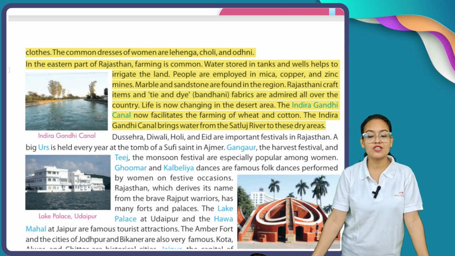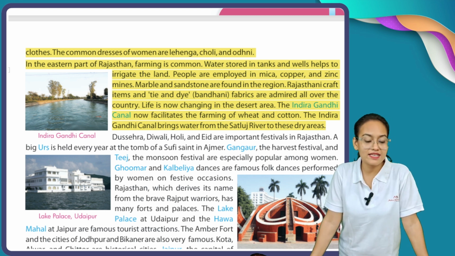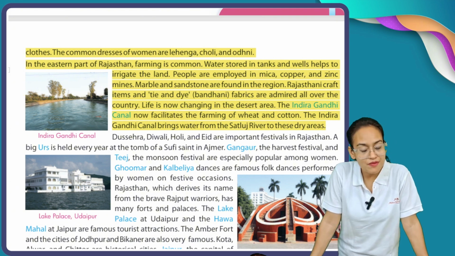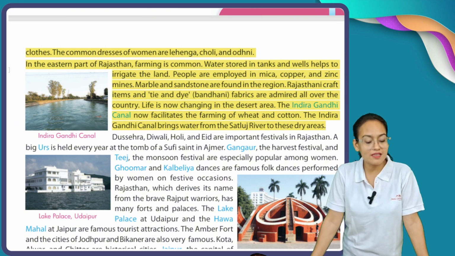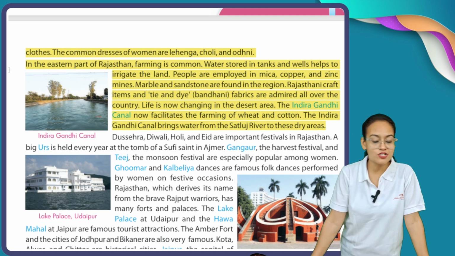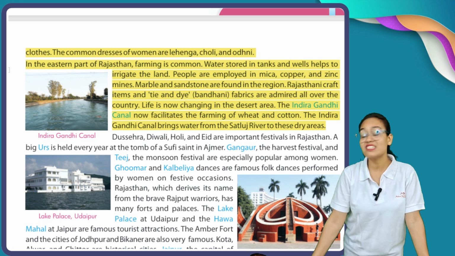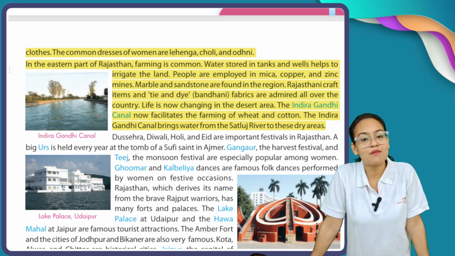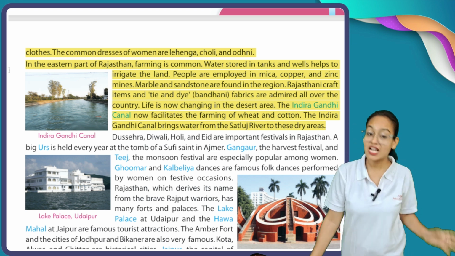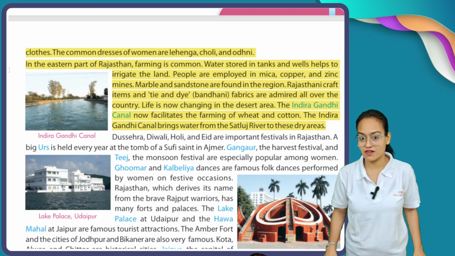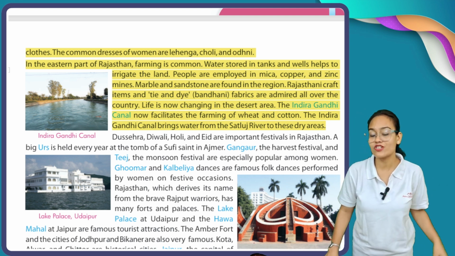Life is now changing in the desert area. The Indira Gandhi Canal now facilitates the farming of wheat and cotton. The Indira Gandhi Canal brings water from the Satluj River to these dry areas. Now you can see, my dear student, in the eastern part of Rajasthan, farming is becoming day by day very common. Water is stored in tanks, and they use it for irrigation purposes.